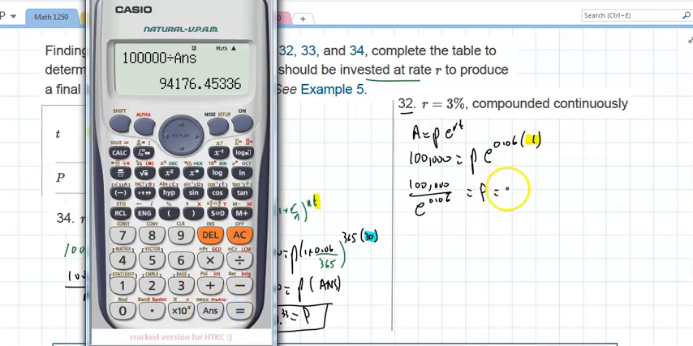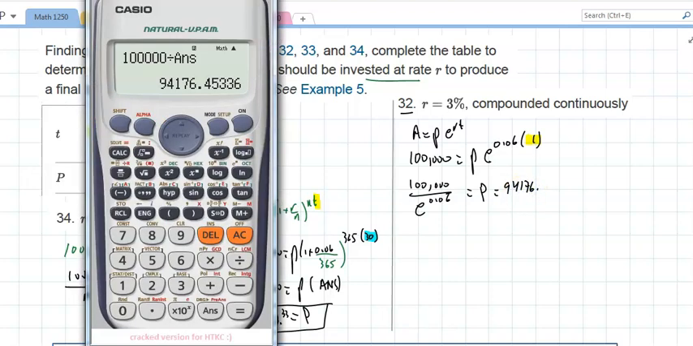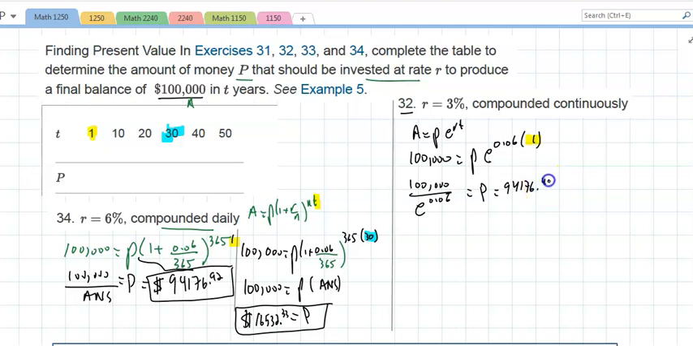And there it is, 94,176.45. It doesn't turn out to be much of a difference from what we got right here, because continuous and daily are very close.